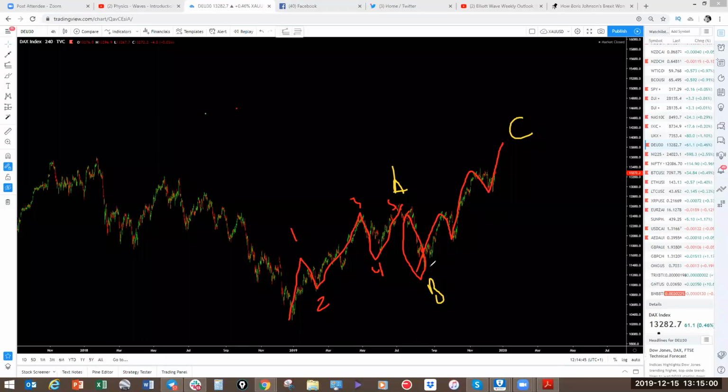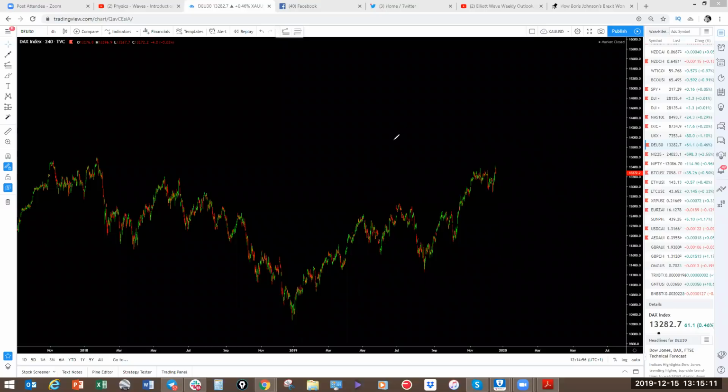Looks like you've got a diagonal there. 1, 2, 3, 4. You're pushing the last wave 5 here. After that, you should get a correction. Okay. So that is the DAX there.